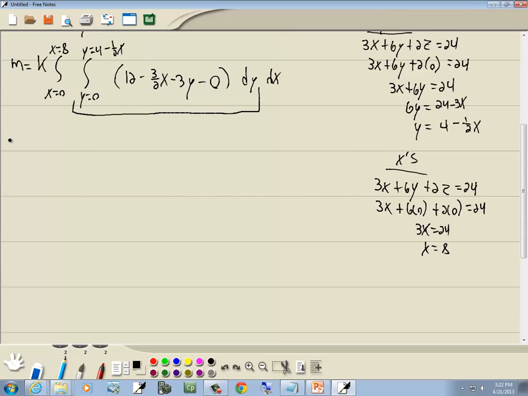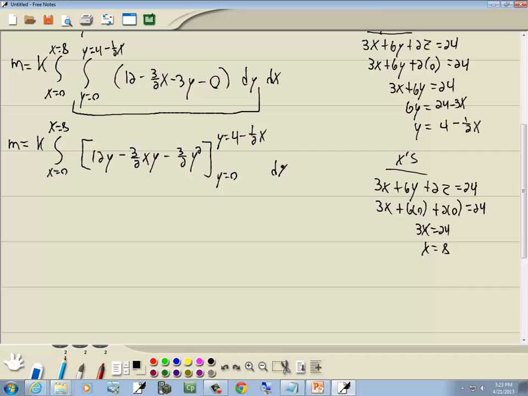Okay, so we got m is equal to k from x equals 0 to x equals 8. Then the integral with respect to y gives us 12y minus 3/2 xy minus 3/2 y squared, y is equal to 0 to y is equal to 4 minus 1/2 x. Now again, we're integrating with respect to y, so the x and the numbers are both treated as constants. So the 12 becomes 12y, minus 3/2 x, we put a y on it, and then for this y here we add 1 to our power, divided by our new power.